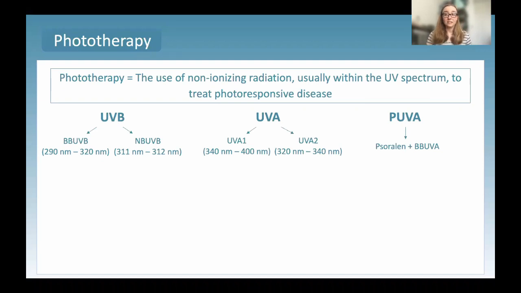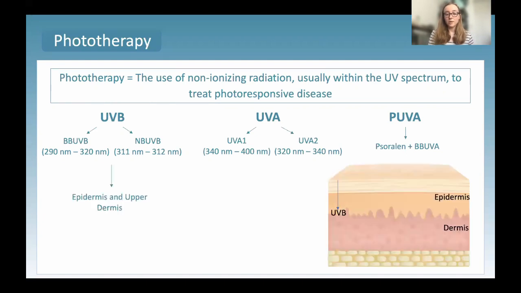So how is it actually decided which phototherapeutic source is most appropriate for use in each case? The short and probably very simplified answer is to look at the penetration depth of the source. UVB light is absorbed in the epidermis and upper dermis, and so it's generally used to target diseases like psoriasis, atopic dermatitis, and vitiligo.